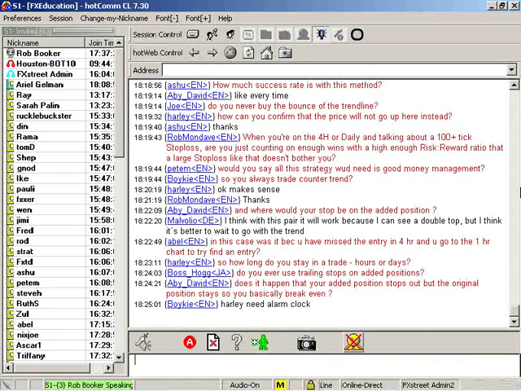Does it happen that your added position stops out, but the original position stays, so you basically break even? Last time that happened to me, that it stopped out, there's a few times that it does that if I didn't do my stops right. And it's not that I break even, I just keep that other one going, and then as I see it going in my favor again, I'll look for another excuse. So if I'm getting whipsawed or something, that doesn't happen very much on these. I haven't seen it happen very much.